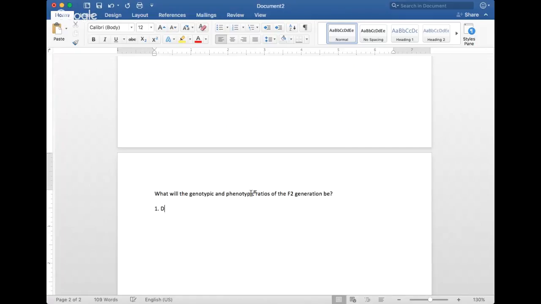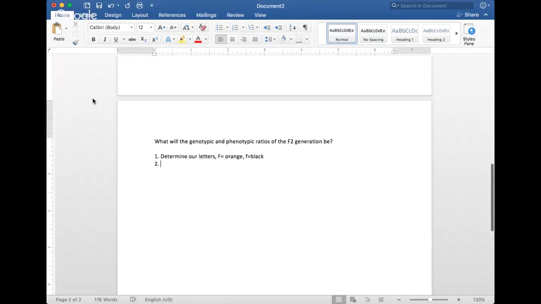Okay? So first step is going to be determine our letters, which we already did. We said big F is for orange, little f is for black. And then we said we had to get our numbering system correct. There we go. That's not right. None of this is right. Oh dear. Love troubleshooting while we're live.